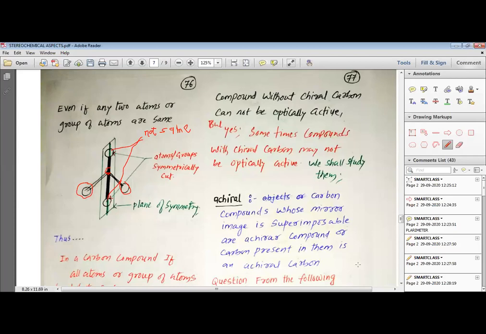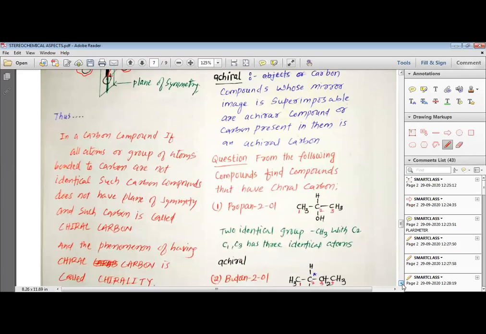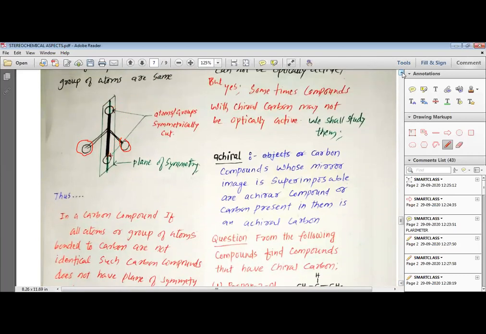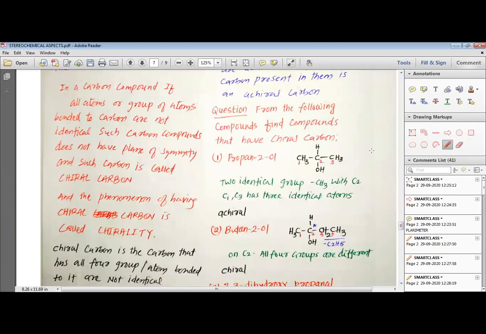So you cannot have a plane of symmetry only in one condition. What could be that condition, my dear students? That condition should be that on carbon, none of the atoms or groups of atoms present on carbon should be the same. In a carbon compound, if all atoms or groups of atoms bonded to carbon are not identical, such a carbon compound does not have a plane of symmetry.